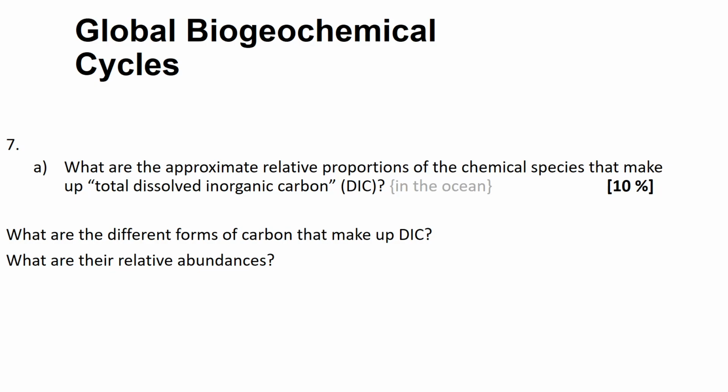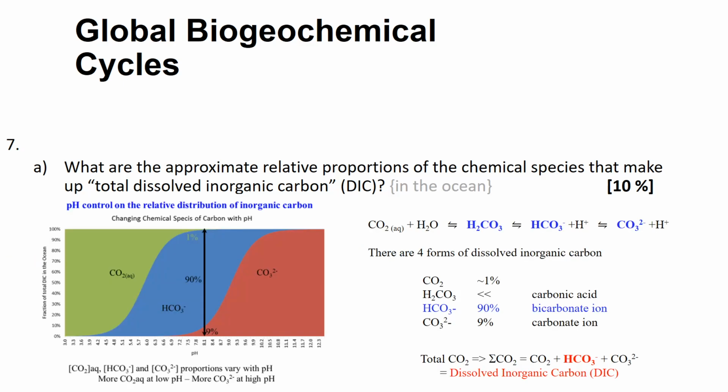So rewriting that question more obviously, the first part of it really is: what are the different forms of carbon that make up the DIC, and what then are their relative abundances? Okay, so that's really what the question is asking. It shouldn't be too difficult. It's only requiring a short answer here, only 10% of the overall mark. And these are the slides from the lecture course which should be coming to the front of your memory at these points.